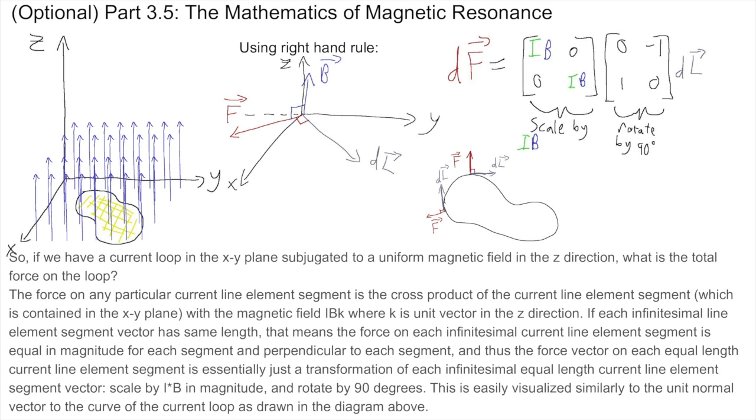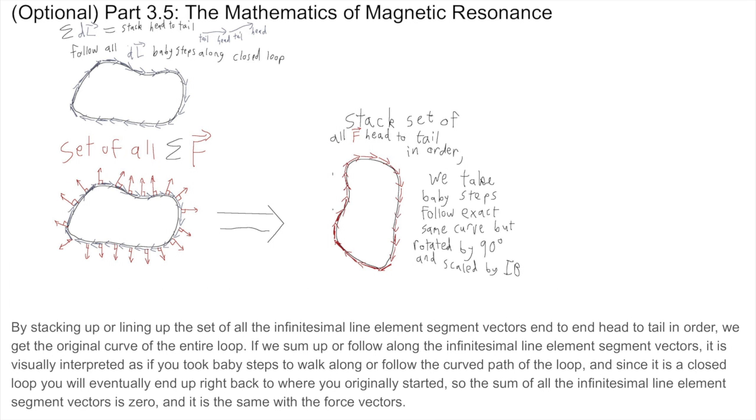This is easily visualized similarly to the unit normal vector to the curve of the current loop as drawn in the diagram above. By stacking up or lining up the set of all the infinitesimal line element segment vectors end-to-end, head to tail in order, we get the original curve of the entire loop. If we sum up or follow along the infinitesimal line element segment vectors, it is visually represented as if you took baby steps to walk along or follow the curved path of the loop. And since it is a closed loop, you will eventually end up right back where you originally started.